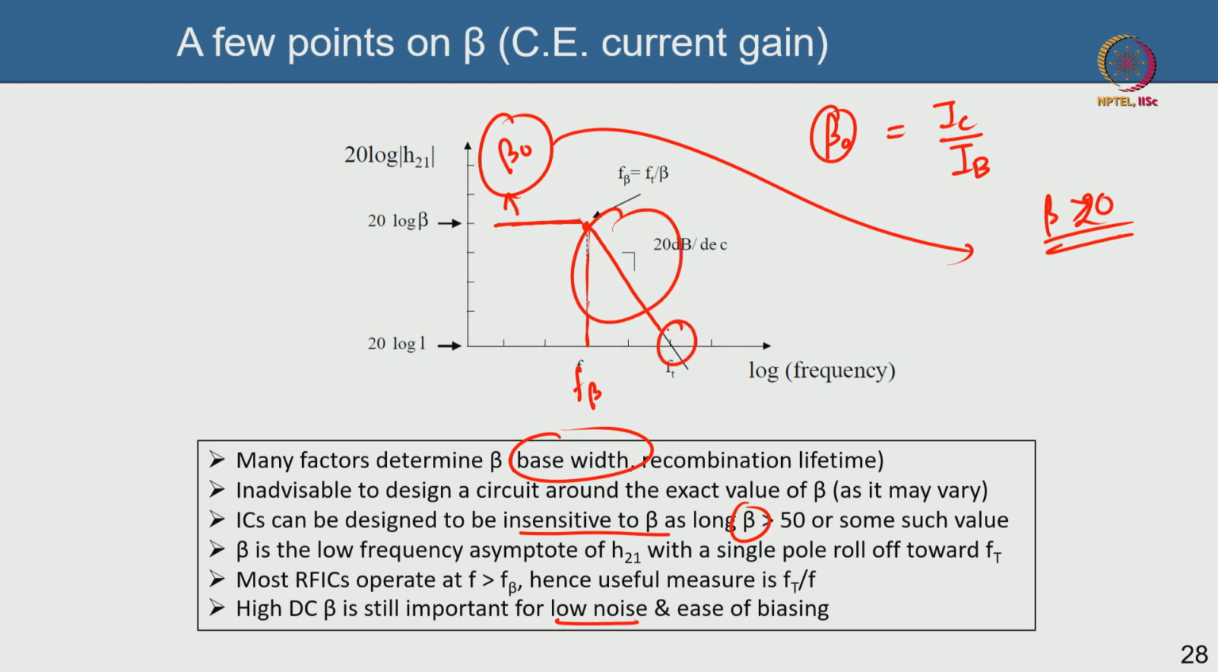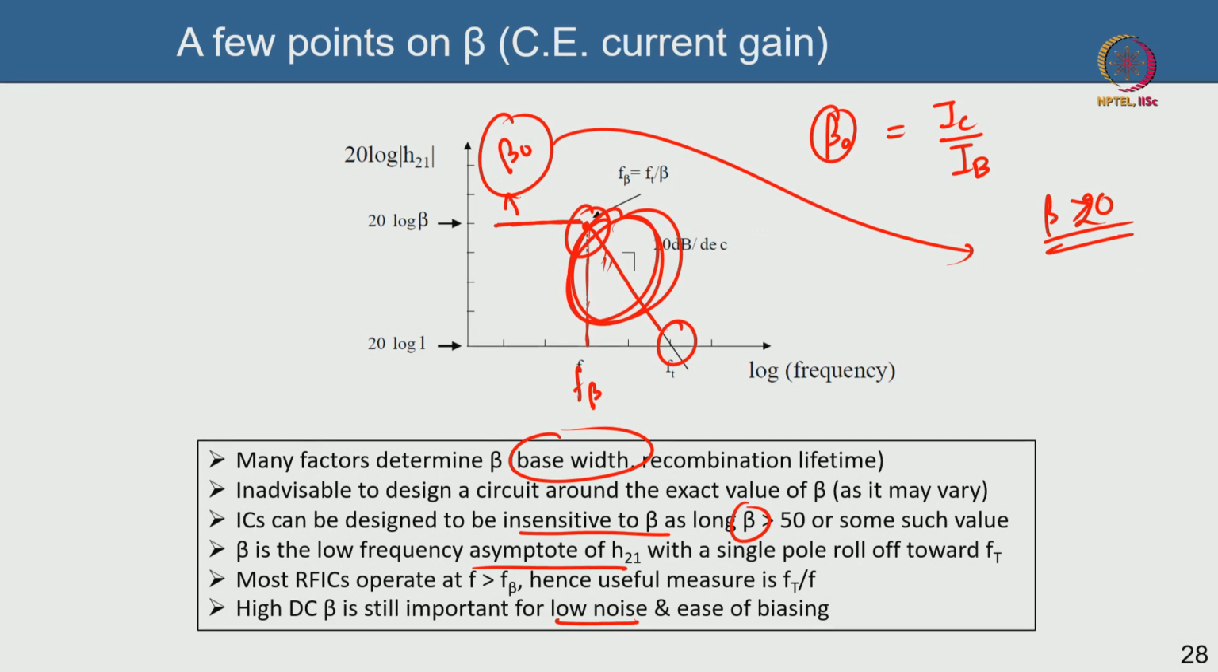You do not want to operate near the cutoff frequency because your gain will be typically almost 0. Okay, I mean 0 dB. So you typically operate somewhere here, so that you are getting some decent gain, but you are also operating in the regime where the gain is falling with frequency. Okay. And of course this point where it hits a pole, we call it a low frequency asymptote, single pole roll off, that is, it is falling off at 20 dB per decade.